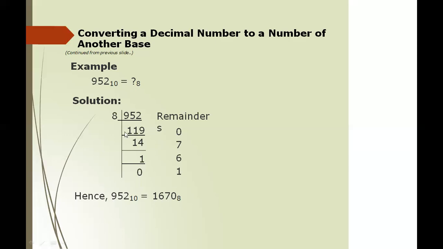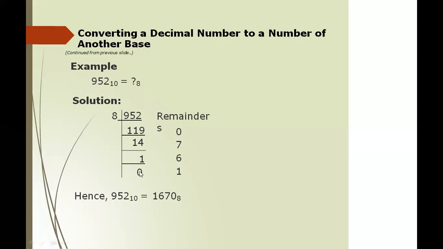And after getting the number 119, we also divide this by 8, and we get the result, that is 14. And here the remainder is 7. And again we divide the value 14 by 8. That's why we get a result, that is 1. And here the remainder is 6.